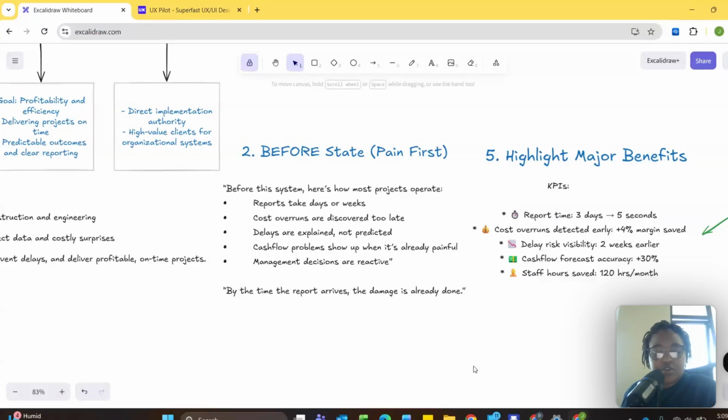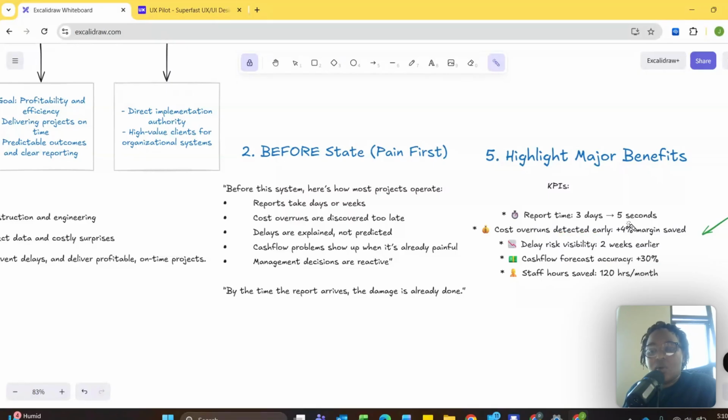So, for example, for a case study, the before state: the report used to take days. So one of the major benefits is on the reporting time. I prefer to go to the KPI system, measurable. Maybe previously it was 3 days, and this can be translated to 5 seconds. Cost overruns are discovered too late, so this can be translated to one of the major benefits being that they'll be detected early.